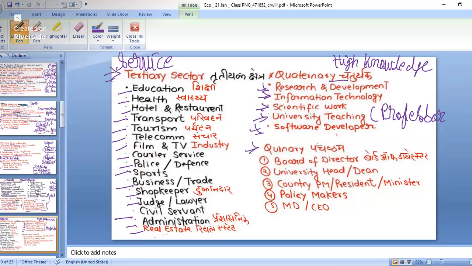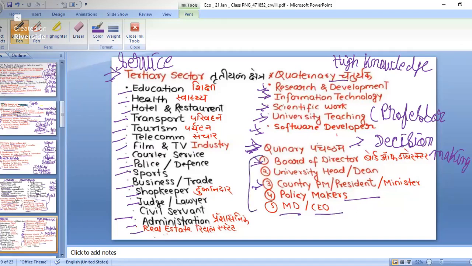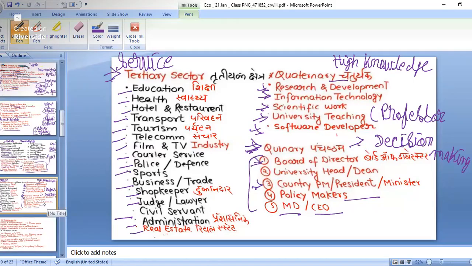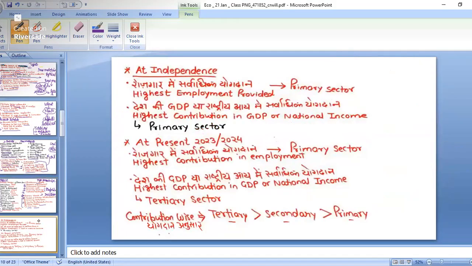Now regarding the quinary sector, we have board of director. Okay. So what we studied about the quinary sector is that it is related to decision making. So in decision making, we have the board of director, university head or dean. Okay. Country PM, president, ministers. So they will come under the quinary sector. Policy makers, okay, managing director or CEO. So all these are examples of quinary sector. Okay, so we have finished these different types of sector.